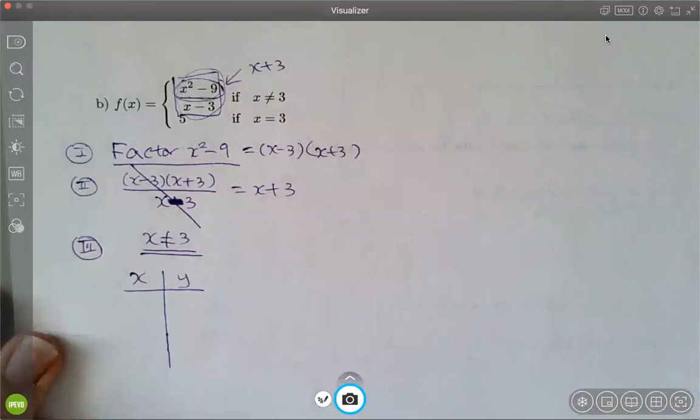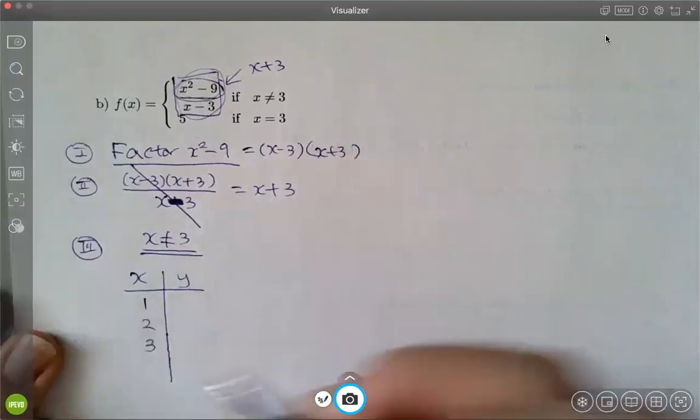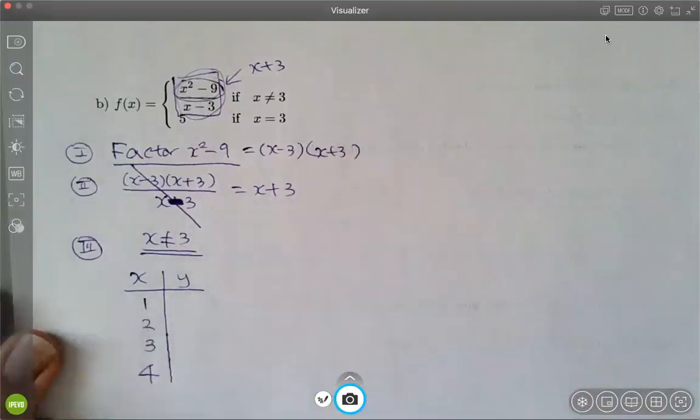One, 2, and 3. Okay, 1, 2, 3. And then let's choose 4 as well, in case something is bigger than 3. Okay, now here we don't have an inequality, right? But instead we have equal to and not equal to. So what does that mean?